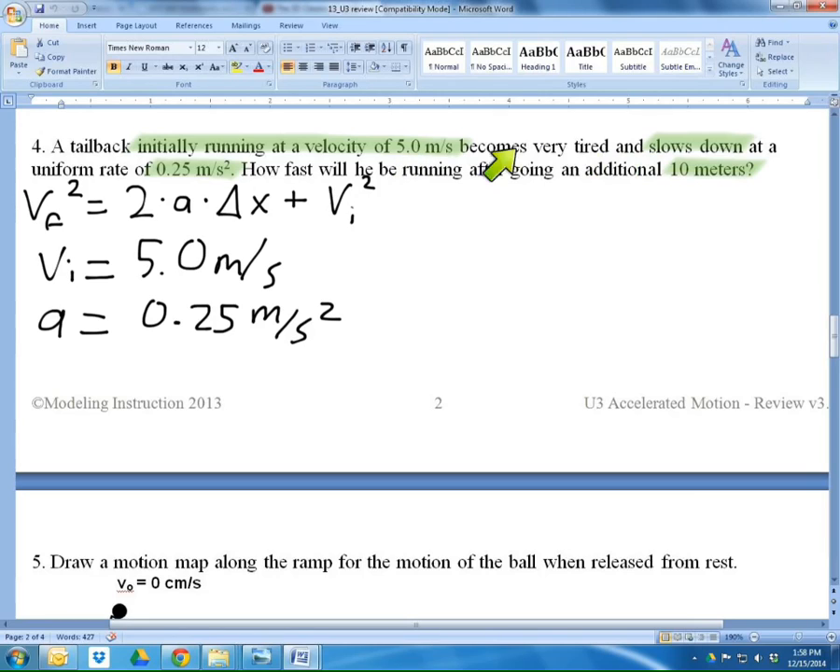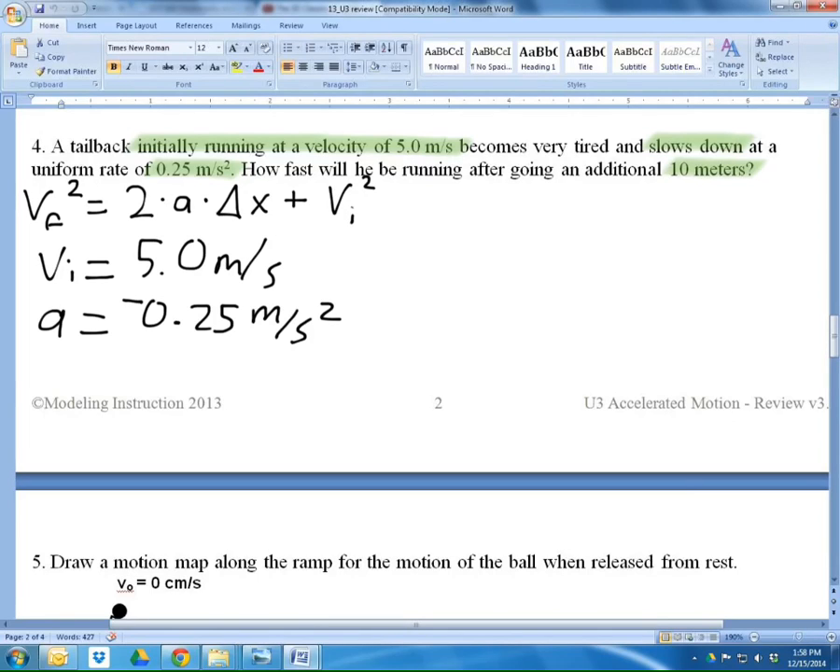If he's slowing down, these two numbers cannot be the same sign. If he's going a positive 5, this has to be a negative 0.25 meters per second squared, because he's slowing down. Remember the concept of the two arrows pushing on each other. If I have an arrow pushing this way and I have my acceleration right here, he's going to make that arrow get bigger. Okay? But if I have an arrow pushing this way, he's going to make that arrow get smaller. Okay? So this is going to have to be a negative.